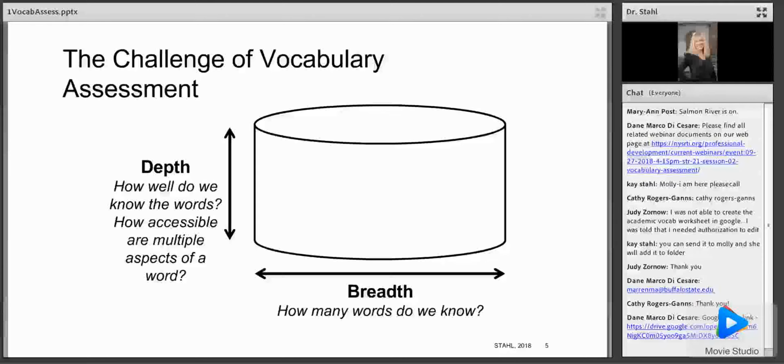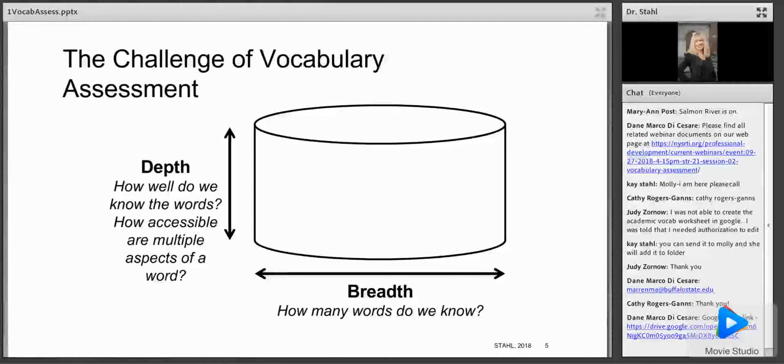Now, the other challenge of vocabulary assessment is that we need to think about vocabulary in terms of depth and breadth. When we talk about breadth, it's how many words do we know? But we also want to talk about depth of knowledge of vocabulary, because vocabulary learning is incremental. And when we define depth, we're talking about how well do we know the words? Do we know that the word is polysemous? It means that words have many, many definitions and are used differently in different contexts.